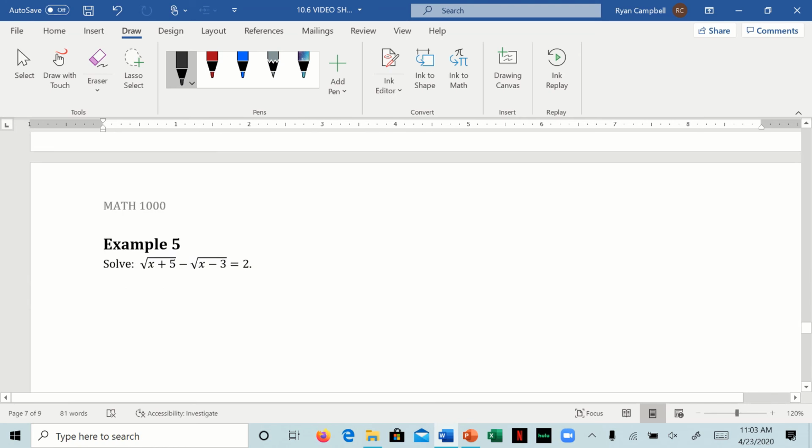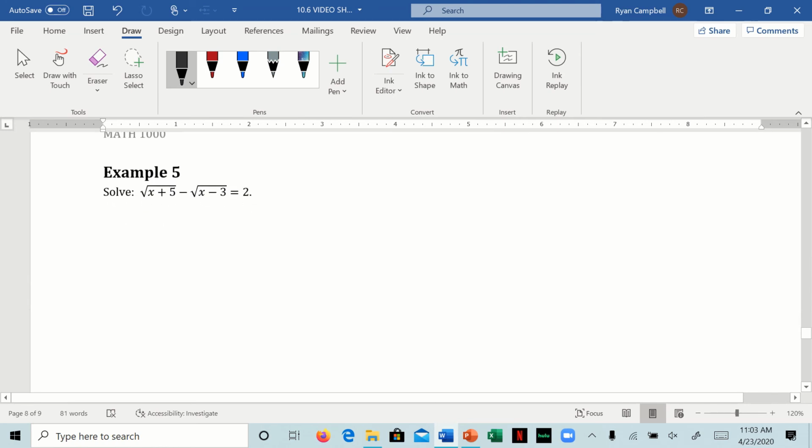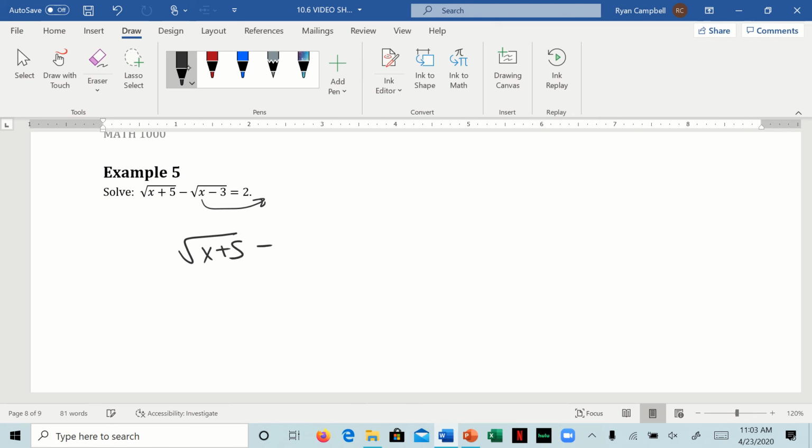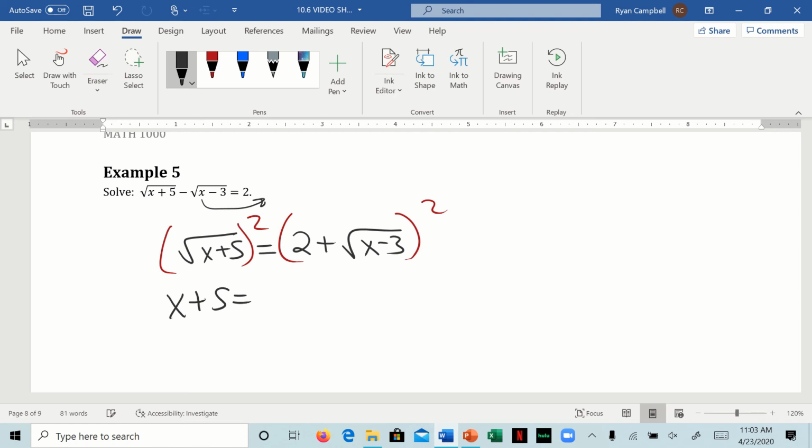All right, let's do one more like that, and hopefully we'll feel okay with this section. All right, so again, we have 2 radicals. So let's just isolate one of them. So let's move this to one side. So we get the square root of x plus 5 equals 2 plus the square root of x minus 3. So we square both sides, which means that we actually have to distribute the second one because there's a plus sign.